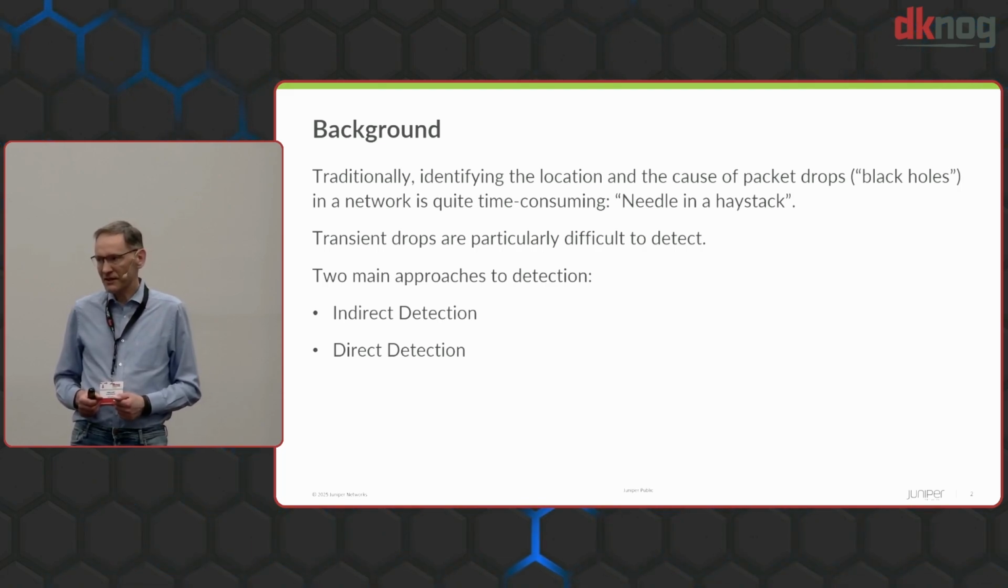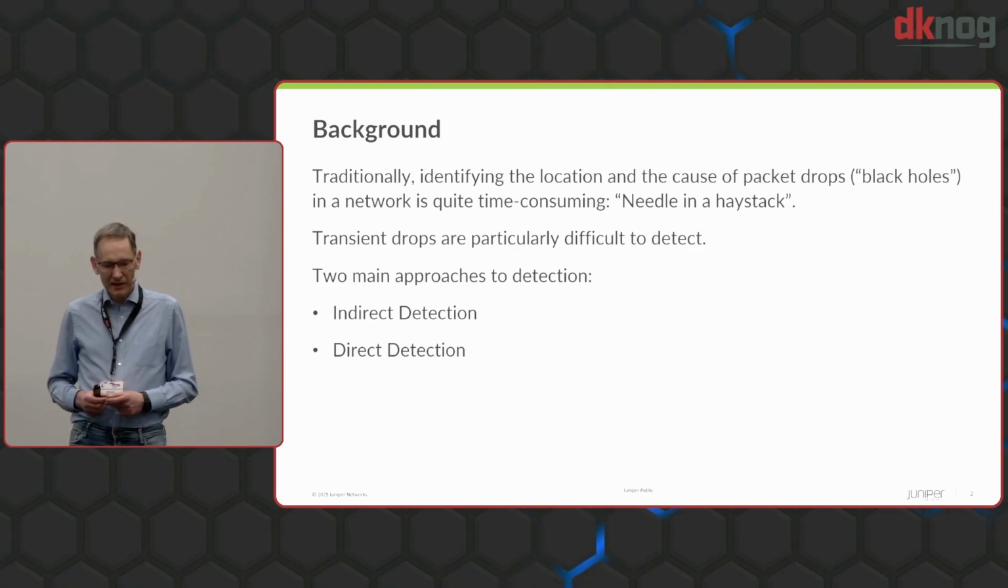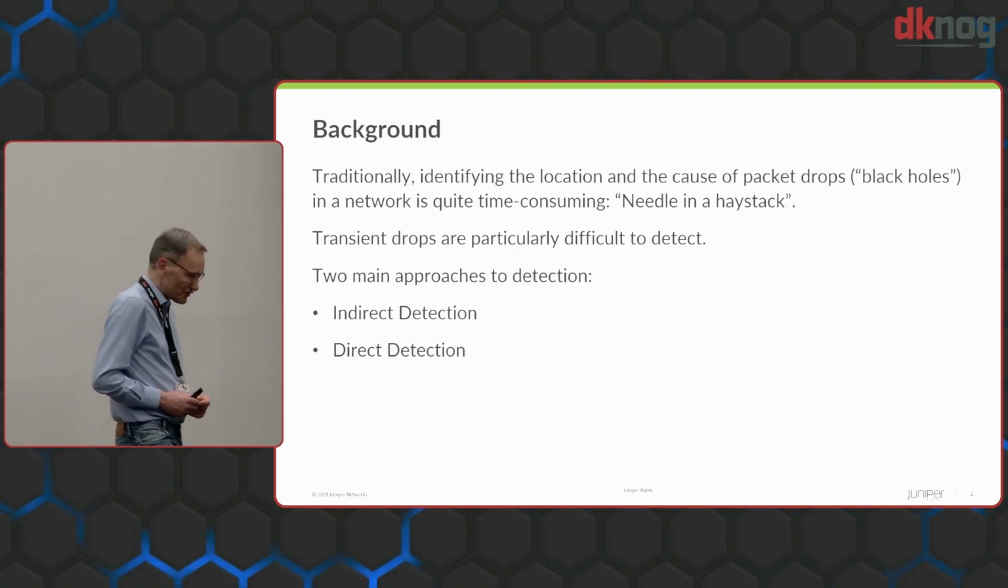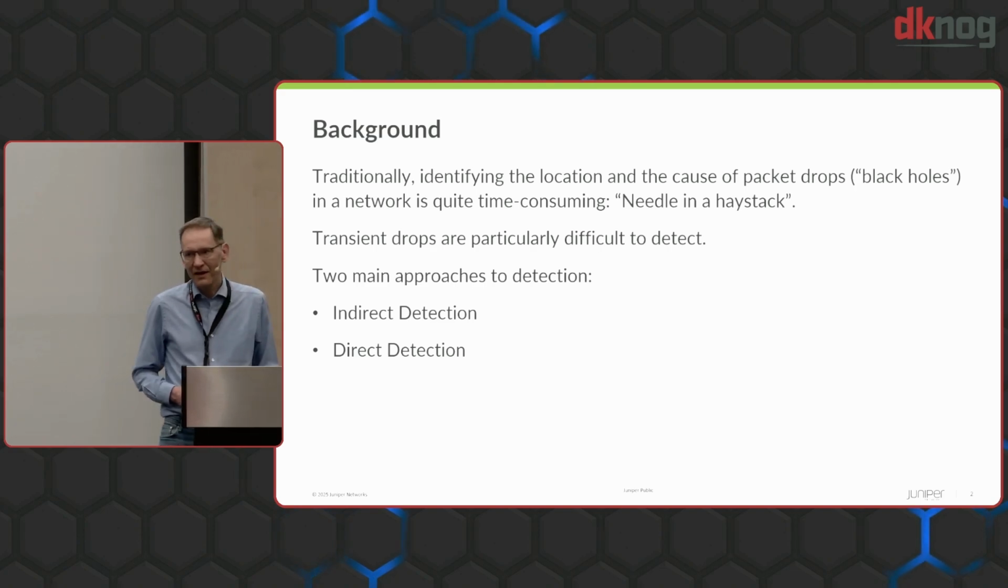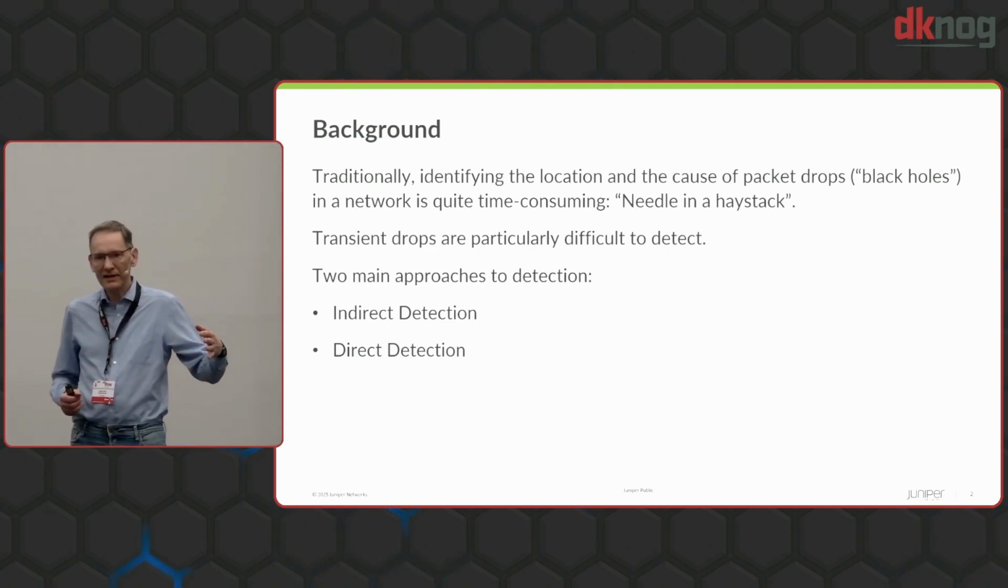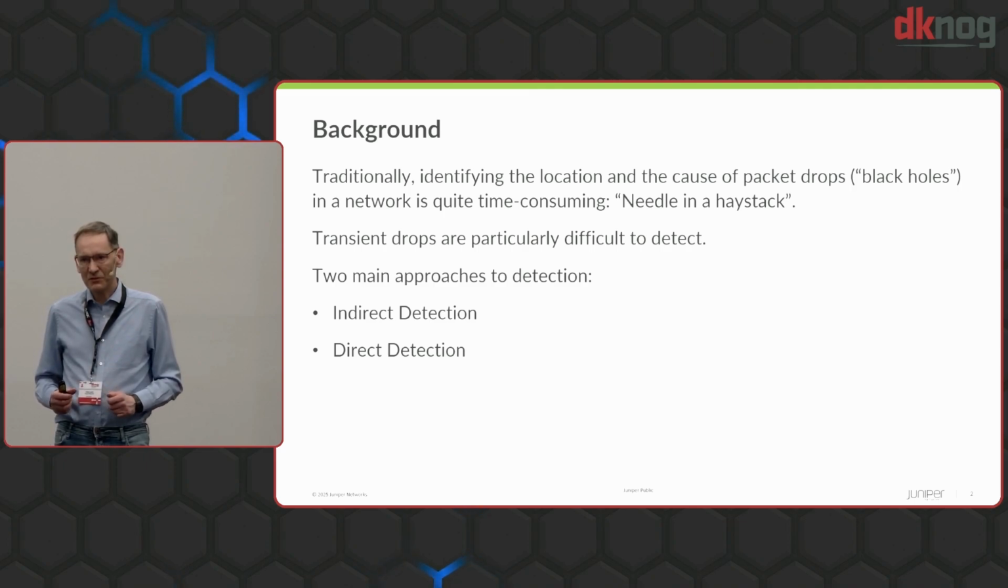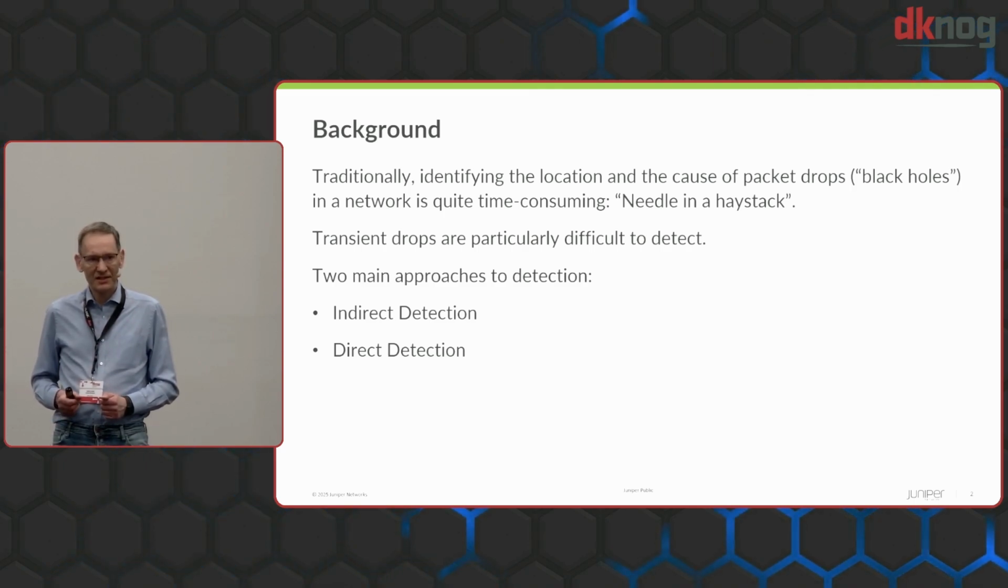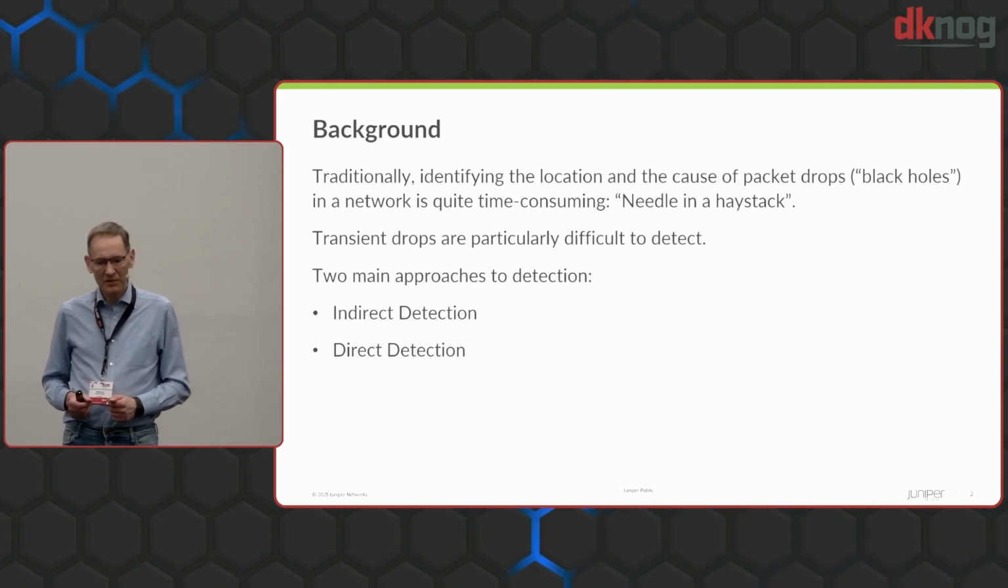And so really it is like looking for a needle in a haystack. And transient drops are also particularly difficult to detect. You might get some issues with some transient black holing, and by the time you get to investigate, all the evidence has gone. Perhaps the black hole's gone away, but you still want to know what actually happened during that time, of course.